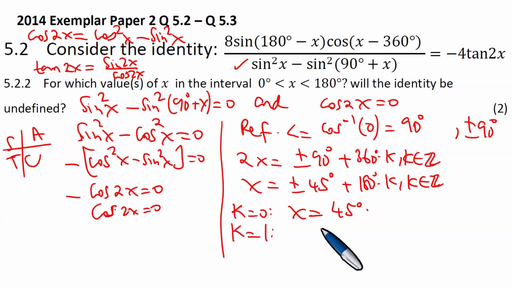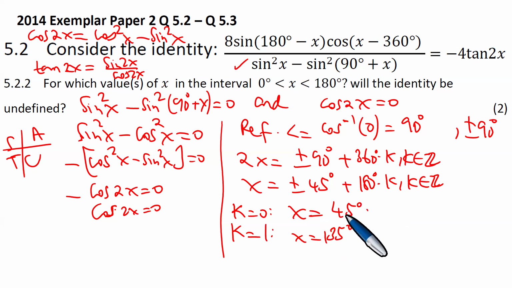When k equals 1, we have 180 degrees. 180 minus 45 is 135. So x equals 135, which is okay because it's between 0 degrees and 180 degrees. If we take the plus 45, we have 180 degrees plus 45, which is 225, so it's outside this range. So we take 135.